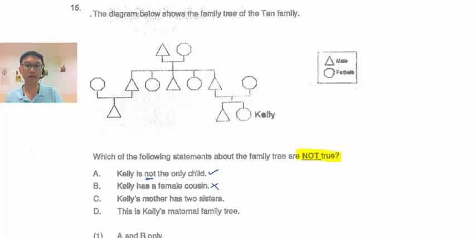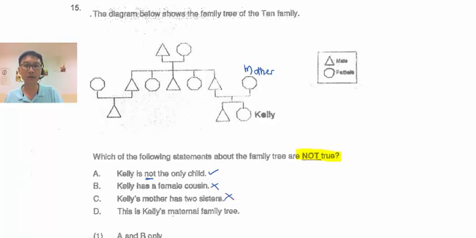Okay. C. Kelly's mother has two sisters. Okay, let's see. Female. This is okay. So this is mother. So does Kelly's mother have two sisters? I don't know. I can't tell. I don't have the other information. So this is not true.